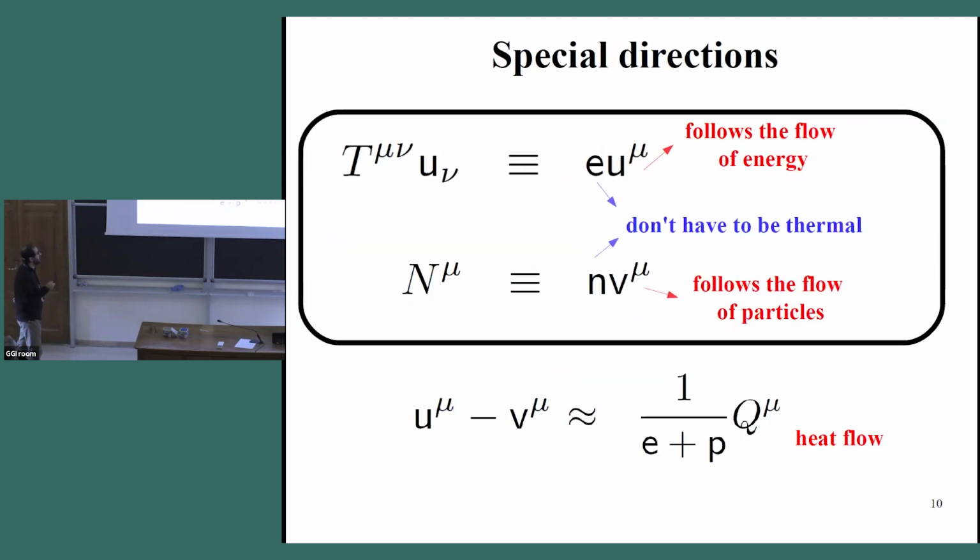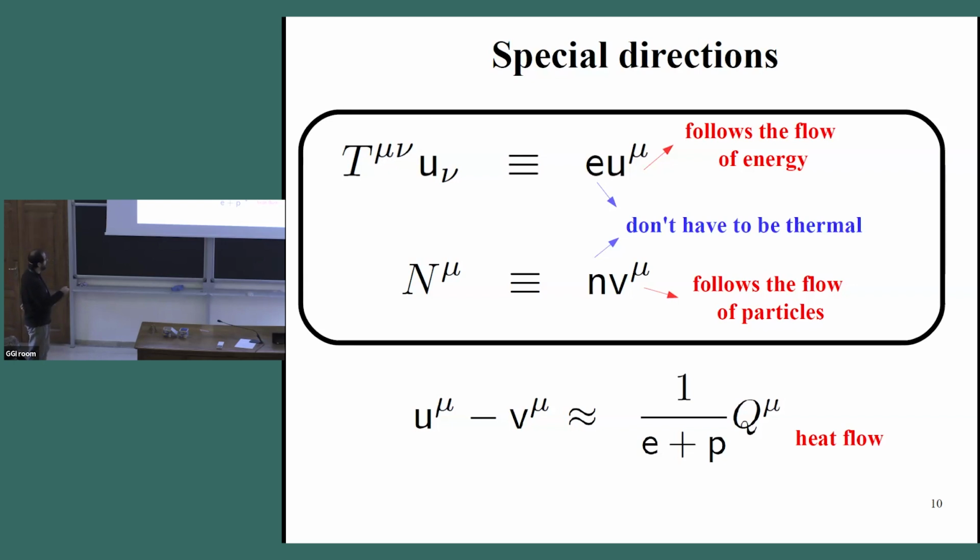Just to mention, there are, of course, two well-known special directions in this formalism. If you take your out-of-equilibrium energy momentum tensor, you can still define a direction related to the flow of energy. This is an eigenvector of this current, and the eigenvalue is the energy density in the local frame of this velocity. And there's another special direction related to the flow of charge, which I call here V^\mu. This follows the flow of particles, and this n is the charge density or the particle density in the frame where this V^\mu is (1, 0, 0, 0).